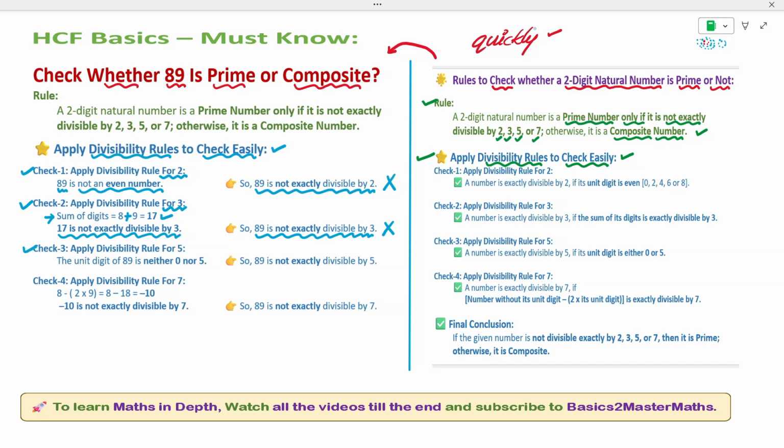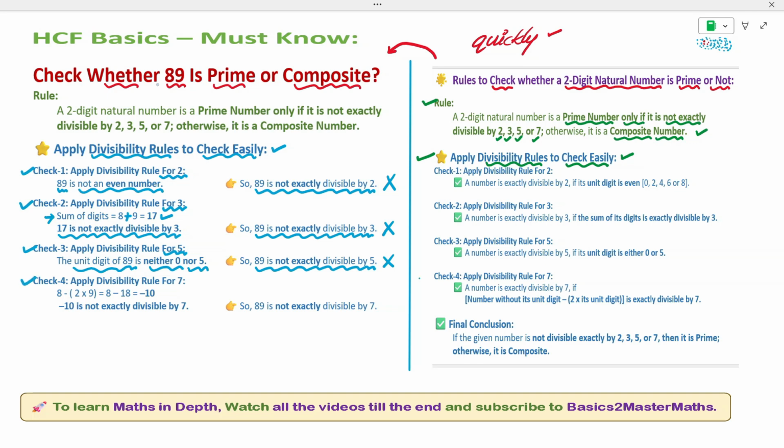Check 3. Apply divisibility rule for 5. Observe the unit digit of 89 is 9, which is neither 0 nor 5. Therefore, according to the divisibility rule for 5, 89 is not exactly divisible by 5. Got it?